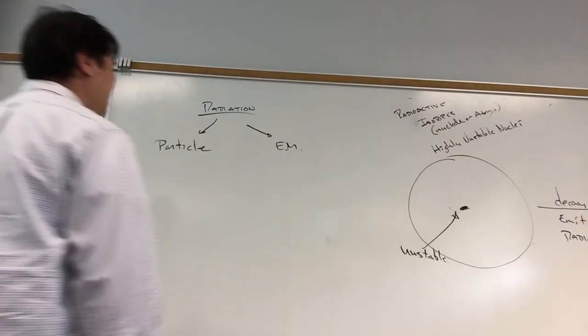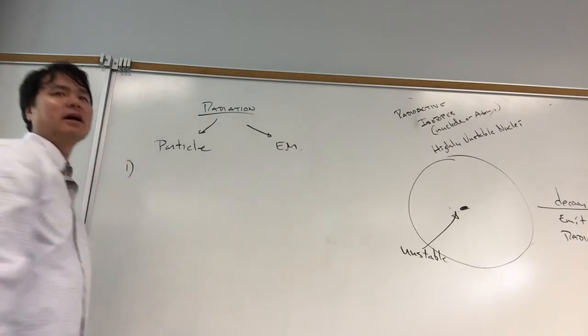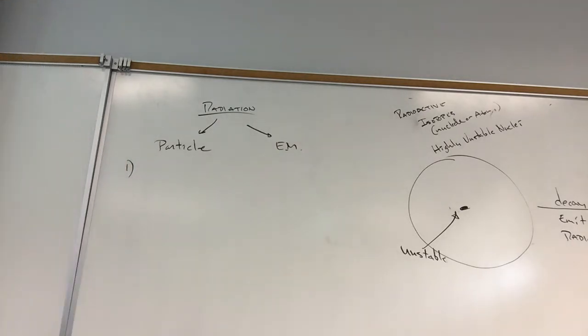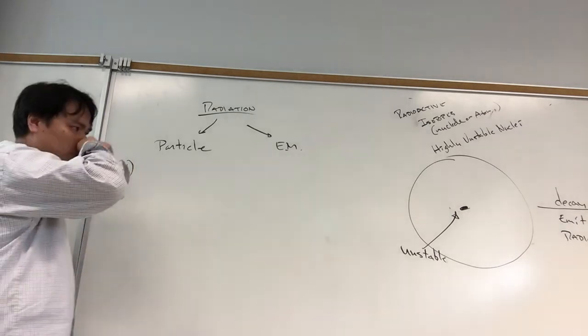Okay, well, gamma is in this category over here. Gamma is electromagnetic, high energy light, is what we call it. Particle radiation consists of actual particles. Light consists of photons. Photons don't have any rest mass, and so we don't consider those particles. We just consider those energy packets, waves.